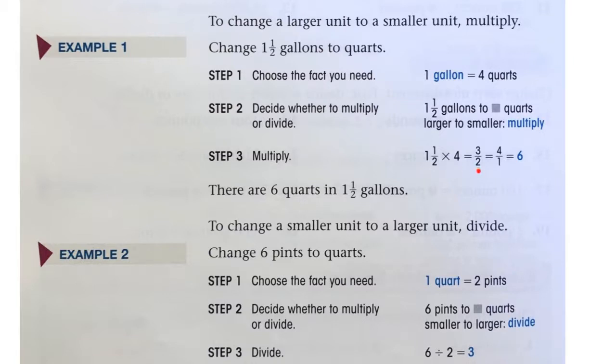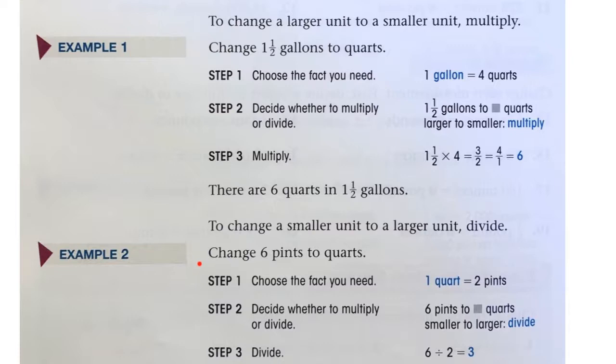Turn the mixed number to an improper fraction, put the whole number over 1, and write the answer in lowest terms, which is 6. In this case, it's 6 quarts in 1.5 gallons. To change a smaller unit to a larger unit, divide.